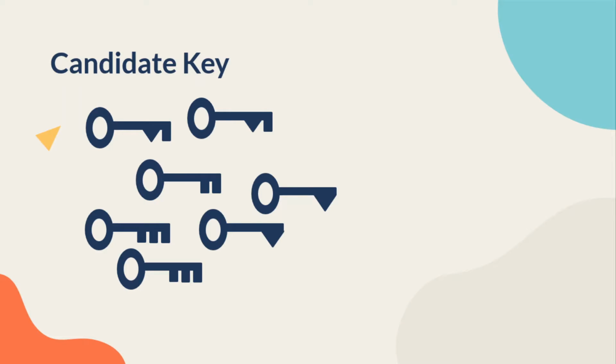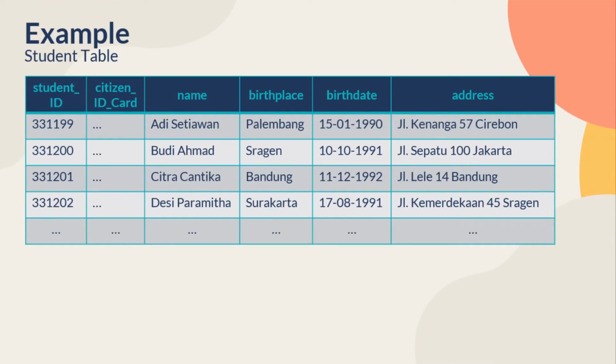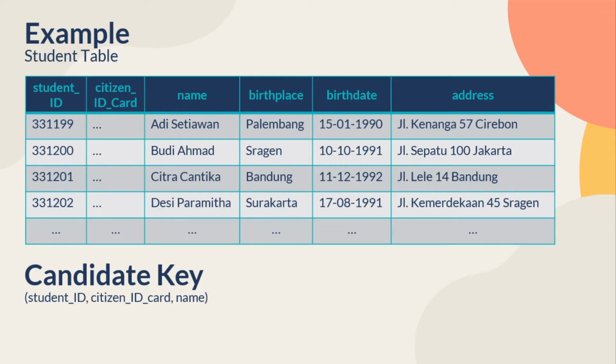From several candidate keys, the most unique key will be selected, and it can distinguish an entity from other entities. This key is called primary key. We need to select the primary key of an entity to make it easier when processing the data. Previously, we got the candidate keys from the student table: student ID, citizen ID card, and name. For example, if we are going to use this table for academic purposes, we have to choose one of the most unique attributes among the three existing attributes to be the primary key.